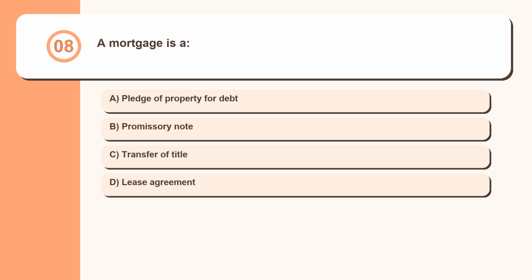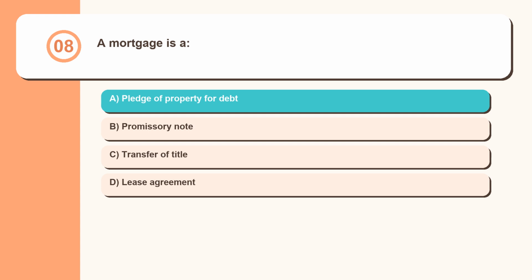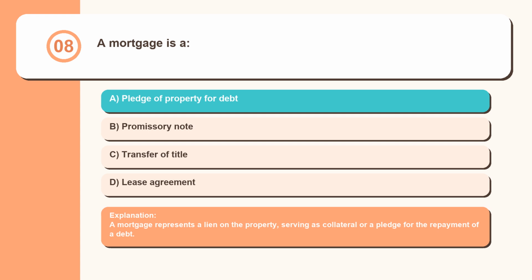Question 8. A mortgage is a: pledge of property for debt, promissory note, transfer of title, lease agreement. A mortgage represents a lien on the property, serving as collateral or a pledge for the repayment of a debt.